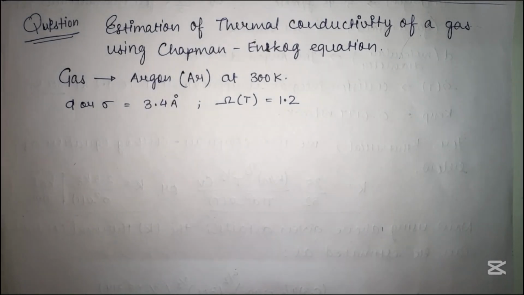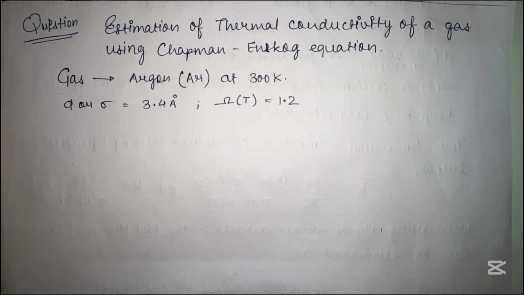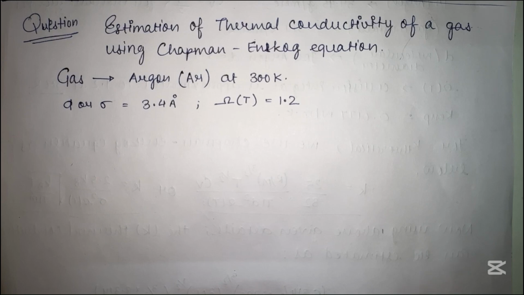Let's begin with our question. The estimation of thermal conductivity of a gas using Chapman-Enskog theory. Now the gas given here is argon, which is considered in the question to be a monoatomic gas with molecular diameter given as 3.4 angstrom, and the collision integral is approximated as 1.2. So now we will begin with writing the given details for the question and writing the Chapman-Enskog equation, and then we will put the numerical values and solve for the thermal conductivity estimation.